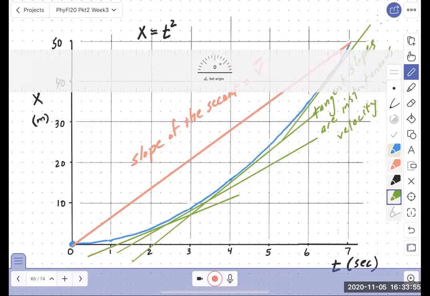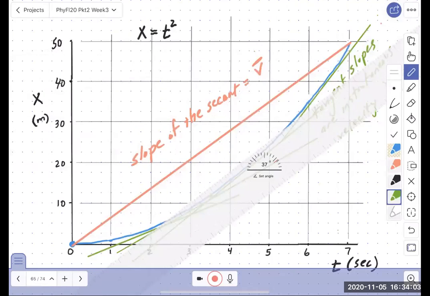3.5. 3.5. Okay, very good. 3.5. There's a zoom point for you. I don't think you guys are going to need zoom points.